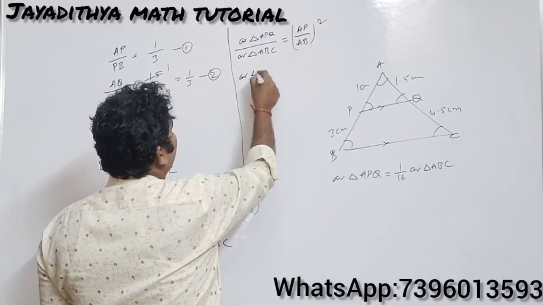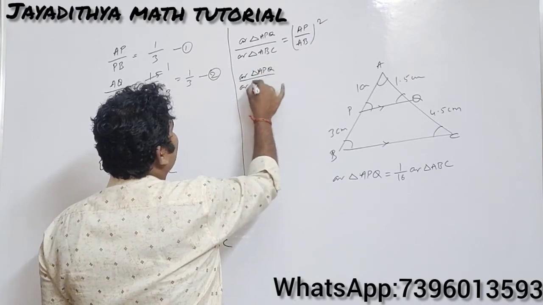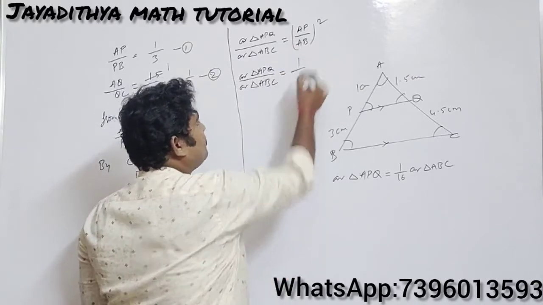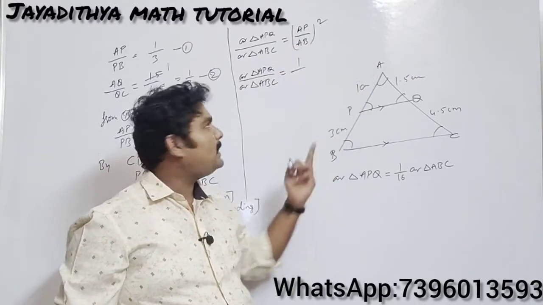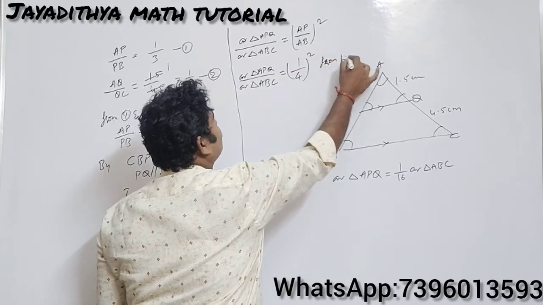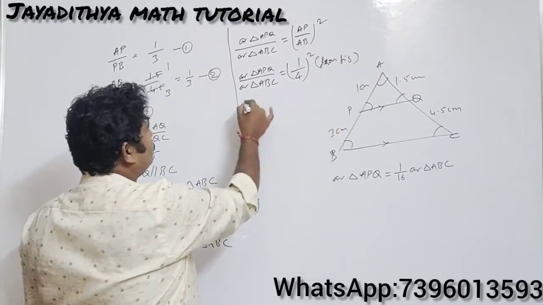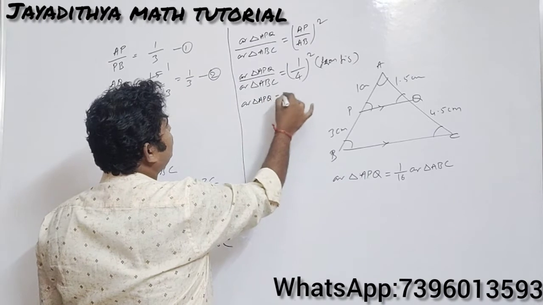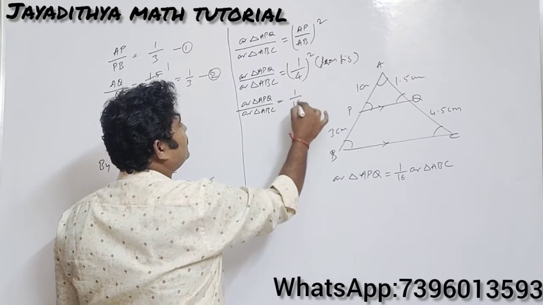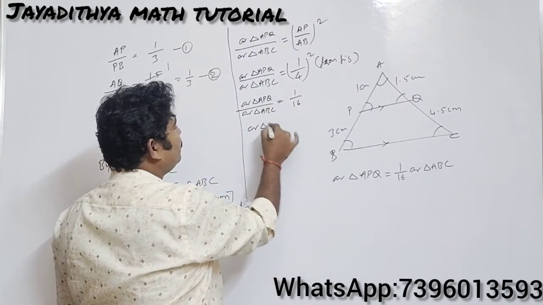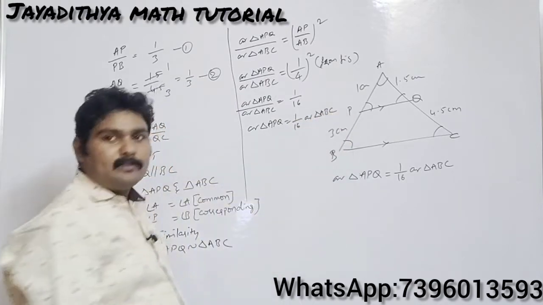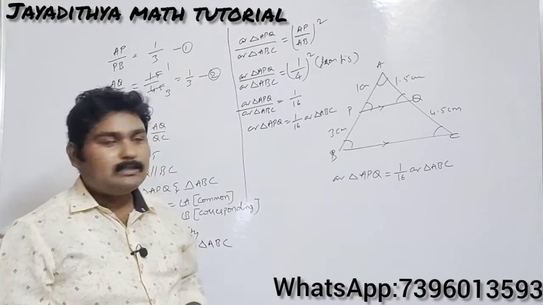So write this one, area of triangle APQ by area of triangle ABC, which is equal to how much? AP is nothing but 1 by AB. AB will be how much? That is 1 plus 3, that is 4. So you can write from the figure. So now the problem is completed almost. So area of triangle APQ by area of triangle ABC is equal to how much now? This will be 1 by 16. So take this to RHS. Area of triangle APQ will be equal to 1 by 16th of area of triangle ABC. That's all. So now our required proof has been derived.